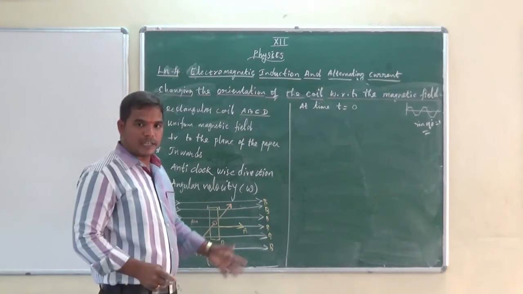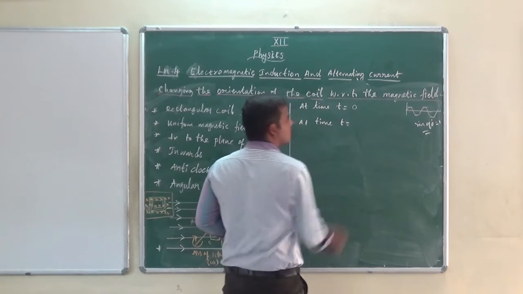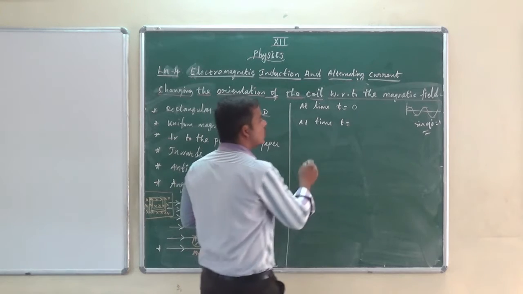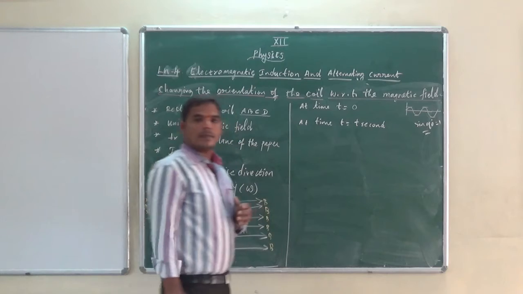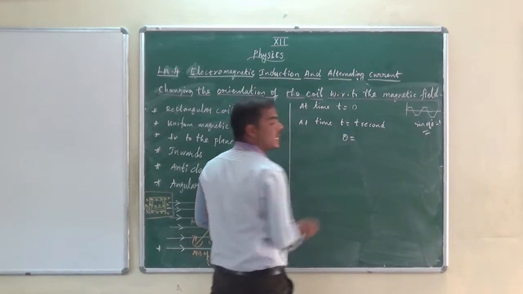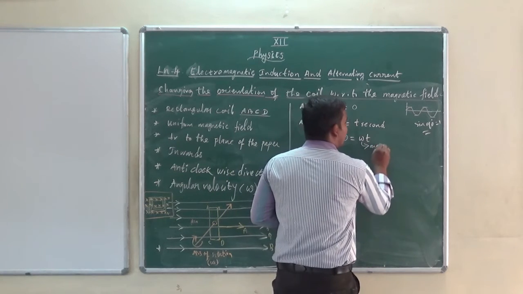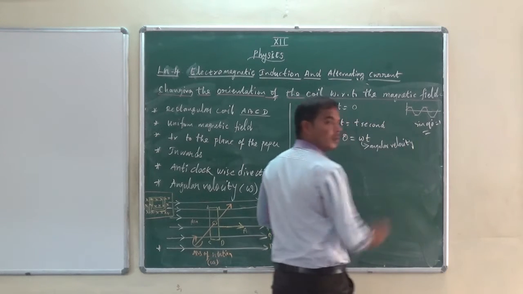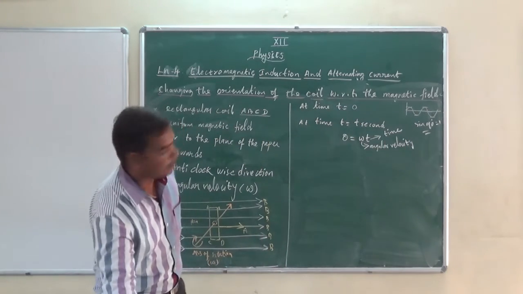Now the coil starts to rotate. At some time, we don't know exactly, suppose about 1 second or 2 seconds, it rotates in the anti-clockwise direction. So it rotates for time t seconds, through an angle, and the angle is considered to be theta. Here theta is equal to omega t. What does omega mean? Angular velocity. What does t mean? T is nothing but time.